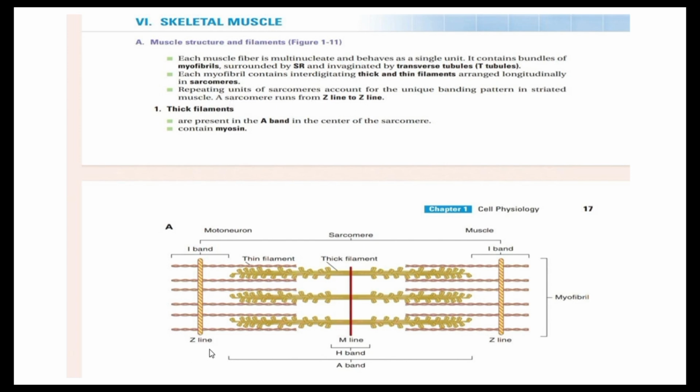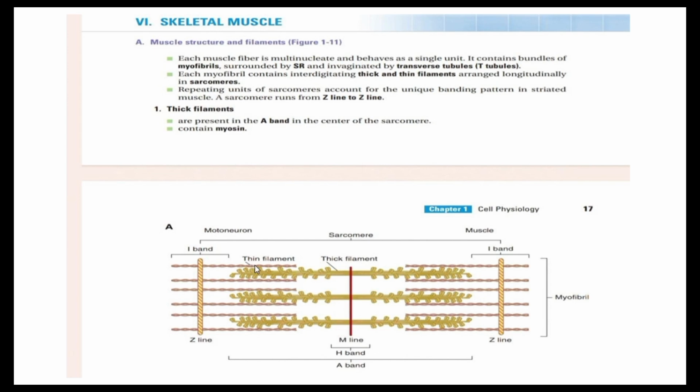Okay, so in this diagram, it is clearly seen that the Z line defines the boundary of the sarcomere, because the sarcomere runs from one Z line to the other Z line. And we have some other important things to look at. So the thick filament contains myosin, and it is present in the A band in the center of the sarcomere. Okay, so the A band is the portion of the myofibril that contains the thick filament. This A band is also called the dark band.